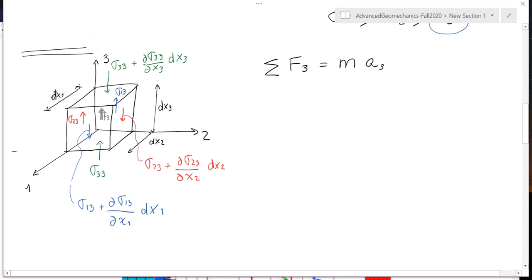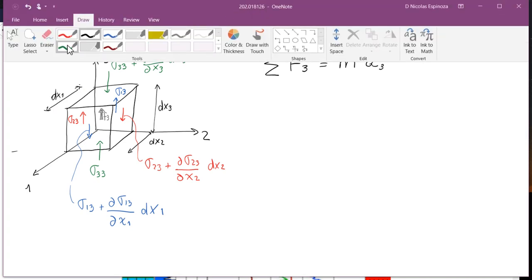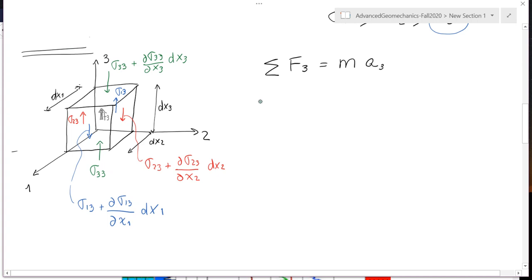All right, so let's start with the normal stresses. The normal stress, for example, sigma 33, is applied on the face number 3. The area of face number 3 is dx1 times dx2. It's going in positive direction. If I want to add the one on the top, it's going to be sigma 33 plus the infinitesimal variation, times again the same area. All I have done so far is to consider the normal stresses.